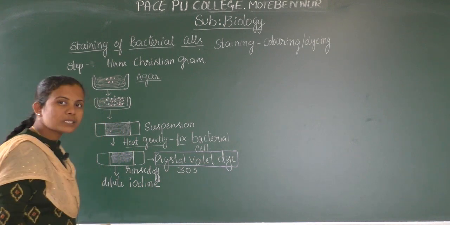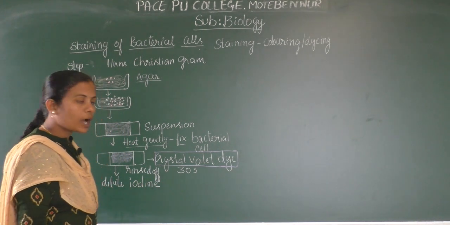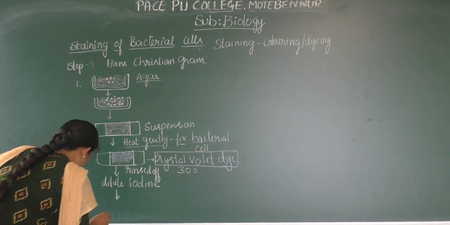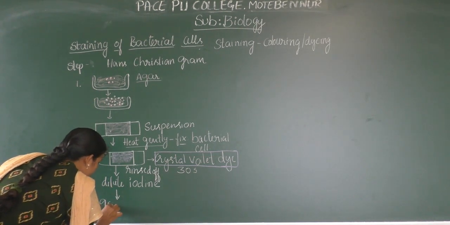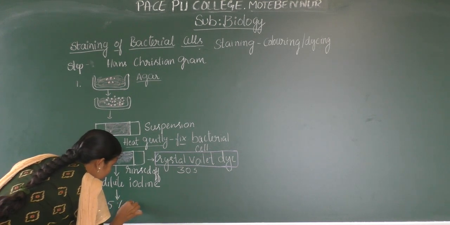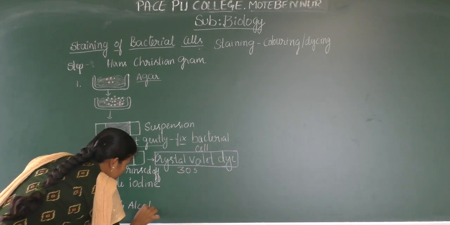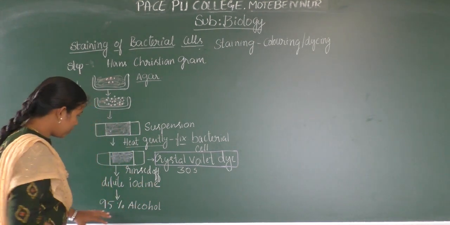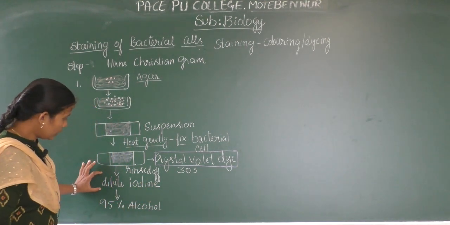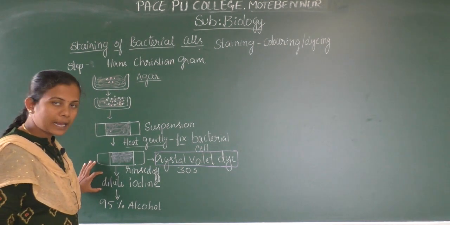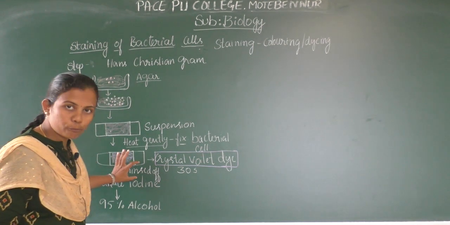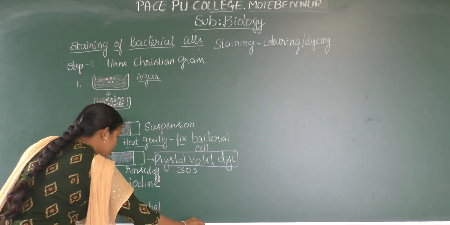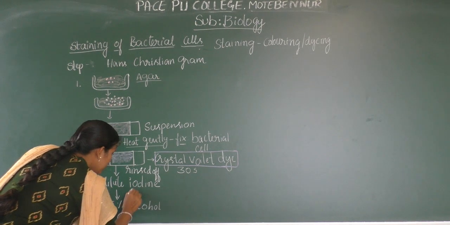The next step is treating with dilute iodine. After the treatment with dilute iodine, it is again treated with 95% alcohol. Here 95% alcohol is taken for treatment purpose. When you are treating the glass slide after the completion of the rinsing process with the dilute iodine, it turns into deep blue color.